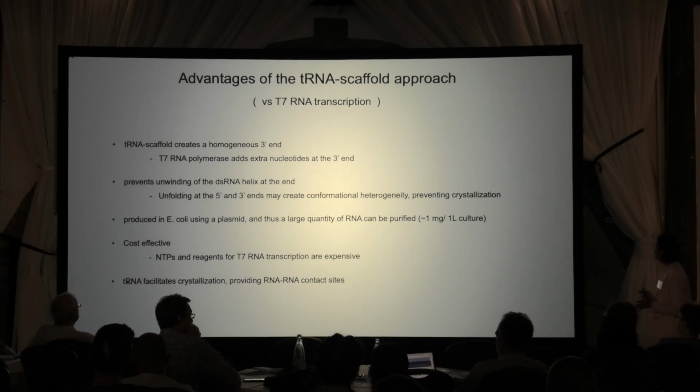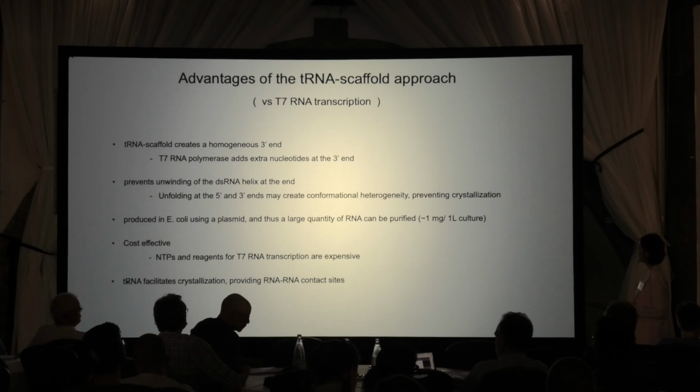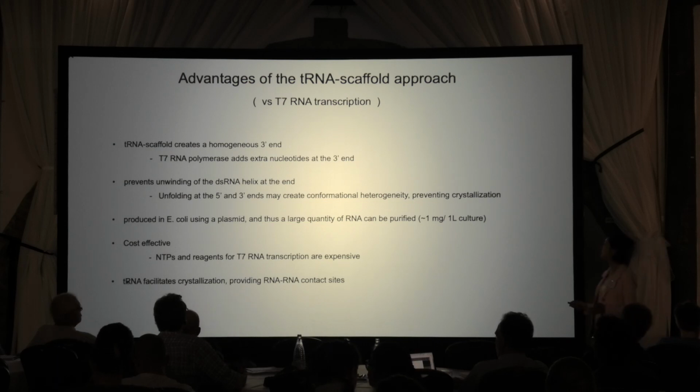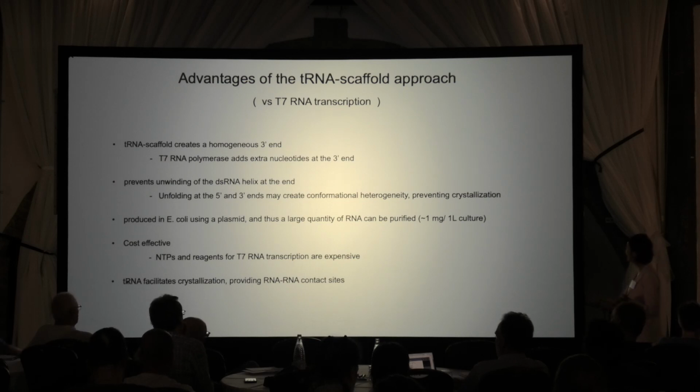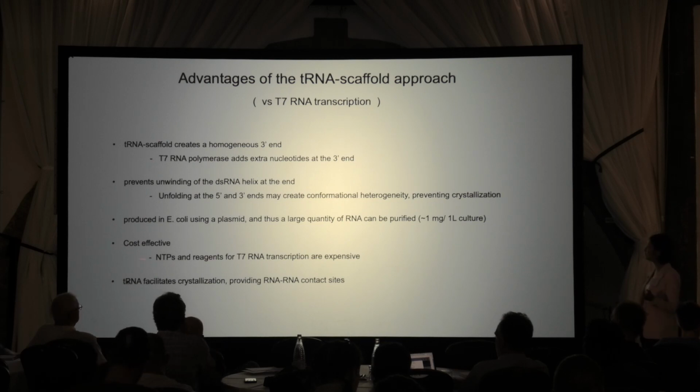Okay, so there are several advantages of the pRNA scaffold approach over T7 RNA transcription. So first, the pRNA scaffold creates a homogeneous 3' end, while the T7 RNA polymerase has extra nucleotides at the 3' end. The pRNA prevents the unwinding of the double-stranded RNA helix at the end. Unfolding, you can imagine the unfolding at the 5' and 3' end could create a conformational heterogeneity, which would prevent the crystallization. We produce our RNA in E. coli using a plasmid, so we can make a large quantity of RNA. But the typical yield for us is about 1 mg of pure RNA from a 1 L culture. So you can see this is cost effective, because NTPs and reagents for T7 RNA transcription are quite expensive.